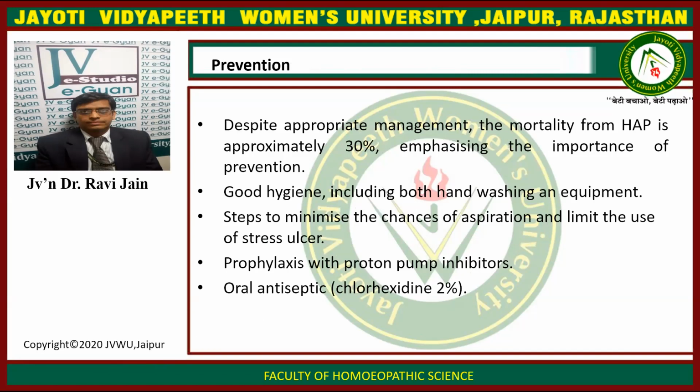Prevention. Despite appropriate management, the mortality from hospital-acquired pneumonia is approximately 30%. Emphasizing the importance of prevention, good hygiene including both hand washing and equipment hygiene. Steps to minimize chances of aspiration and limit the use of stress ulcer prophylaxis with proton pump inhibitors, and oral antiseptics. That is chlorhexidine 2%.